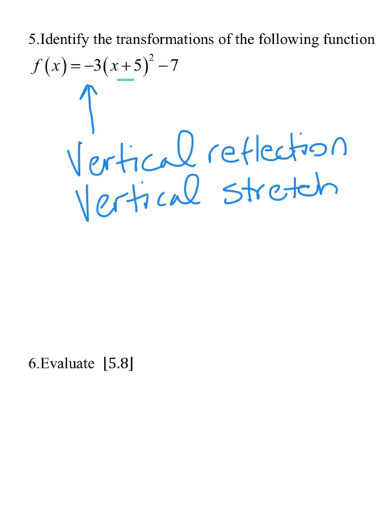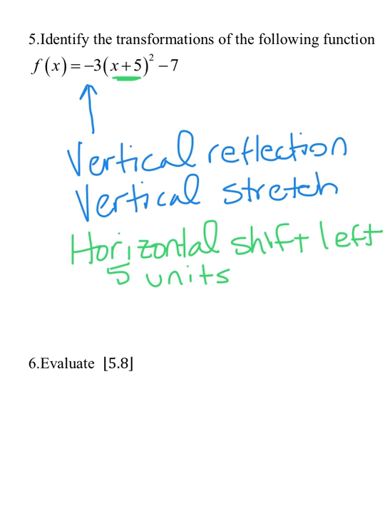Okay, any transformation that we see between the parentheses, or inside the house, as we would call it, those are going to be horizontal transformations. So anything that happens to x is going to be a horizontal transformation. So this is a horizontal shift left 5 units. That's because this is actually x minus a -5. And because it's x minus a -5, we write it as x plus 5, but that is why we are moving to the left. Horizontal shift left 5 units.